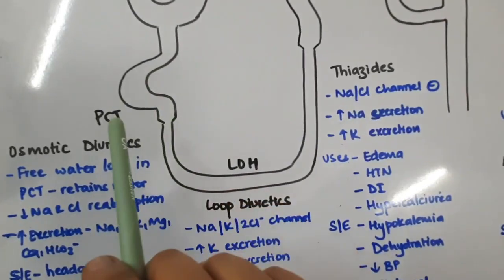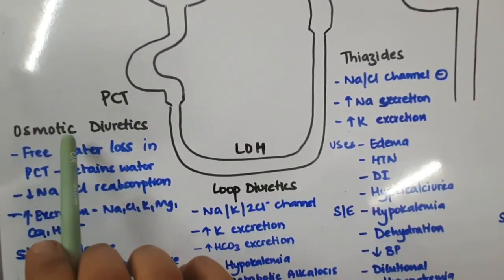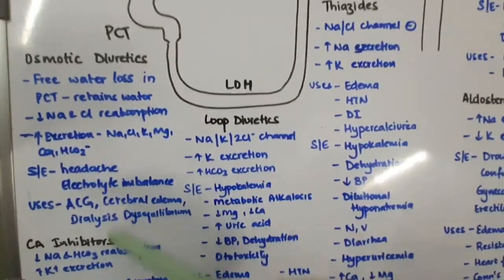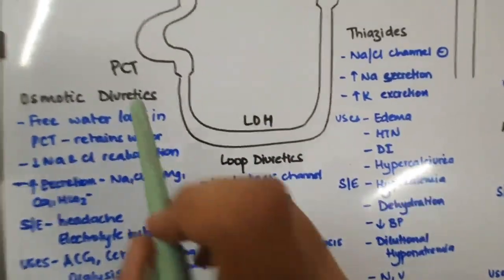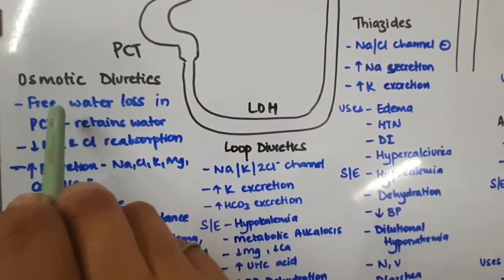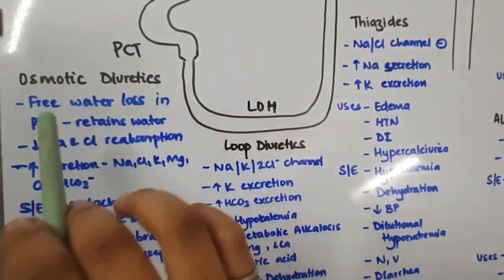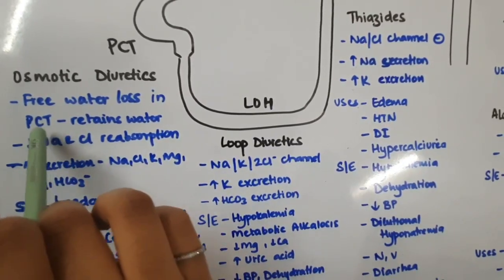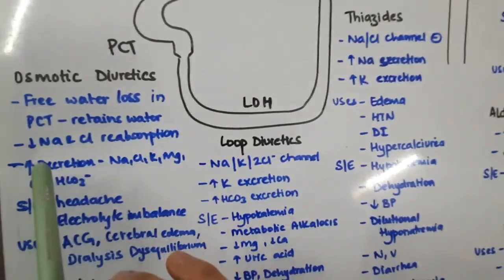So we have two groups of diuretics which will act on the proximal convoluted tubule, which are the osmotic diuretics and carbonic anhydrase inhibitors. These two groups will act on the proximal convoluted tubule. First group is osmotic diuretics. What they do is that they cause free water loss in the proximal convoluted tubule. So there will be free water loss, just water is removed, and so the fluid coming in the proximal convoluted tubule will retain the water, it will not be reabsorbed.